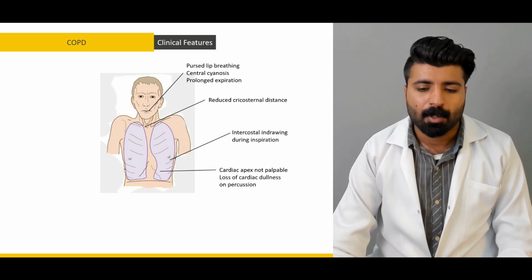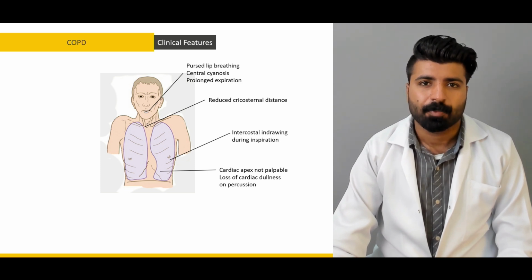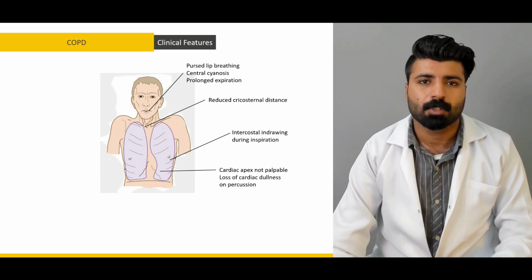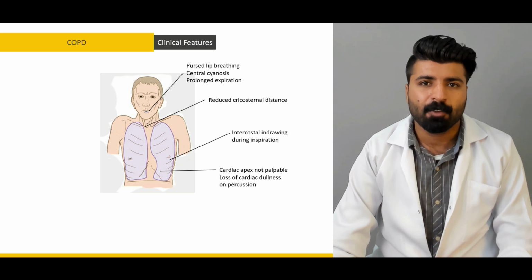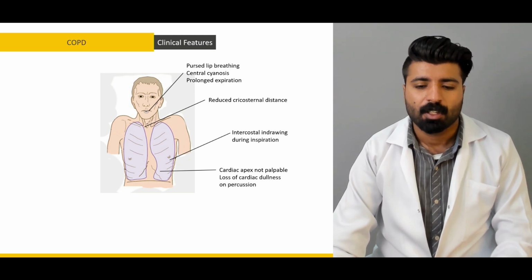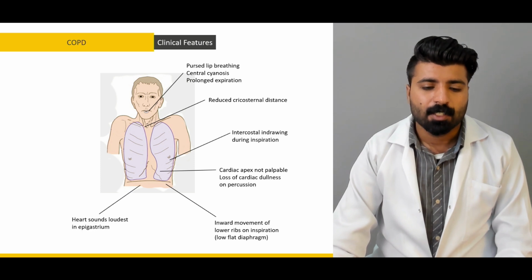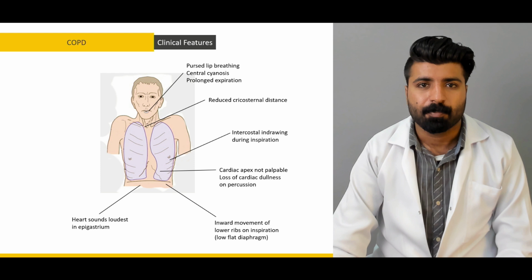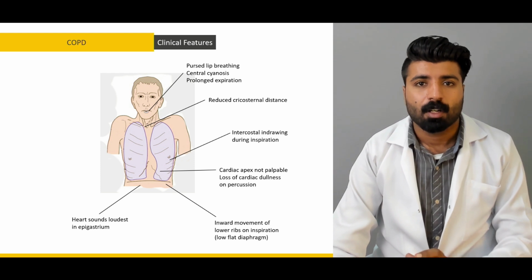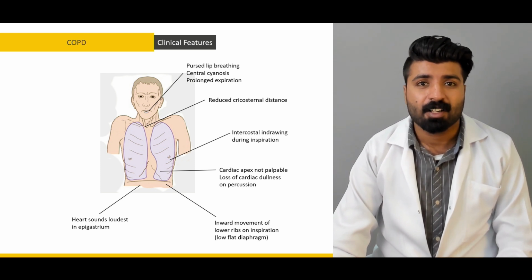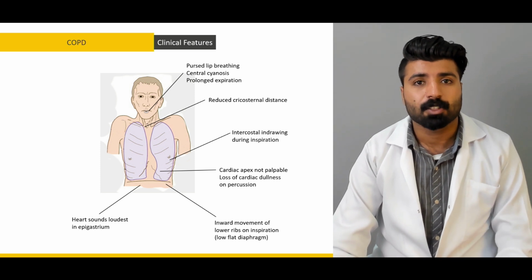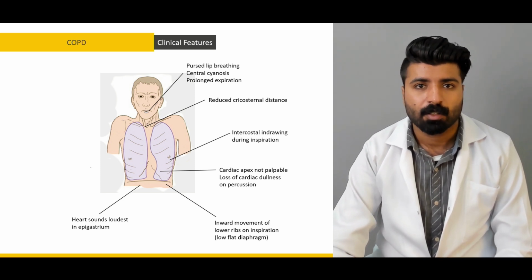Cardiac apex not palpable, loss of cardiac dullness on percussion. Why is that happening? Because air is in there, due to hyperinflation and no elasticity. There will be loss of dullness on percussion. Inward movement of lower ribs on inspiration, low flat diaphragm. Then heart sound is loudest at the epigastrium, because that's the only place you can hear the heart sound, because of the hyperinflated lungs, you cannot even hear the sound of the heart elsewhere.